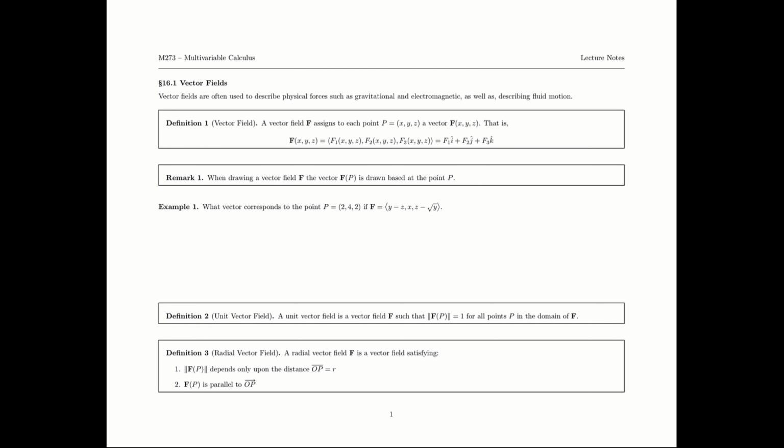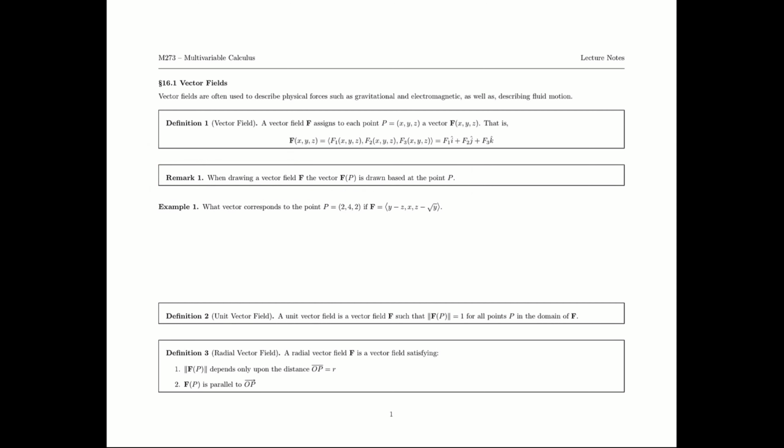Returning to our notes, we'll get started here and take a look at just highlighting a few pieces of information. Remark number 1 is important in sketching and drawing a vector field. When drawing a vector field F, the vector F at some point P is drawn based at the point P. We already have practice doing this with, for instance, using the derivative r prime of t of a vector parameterization of a path. When you draw the tangent vector, you draw it at the point on the curve. So this is that same idea.